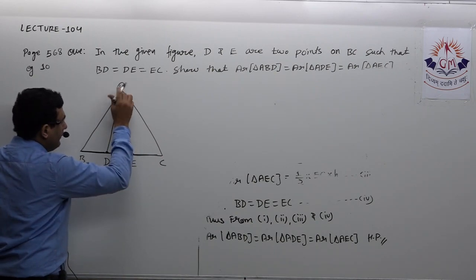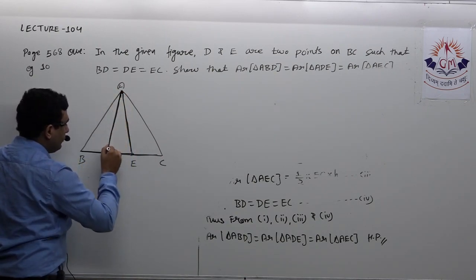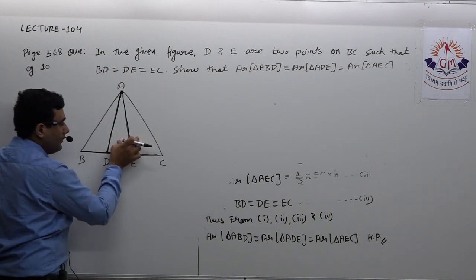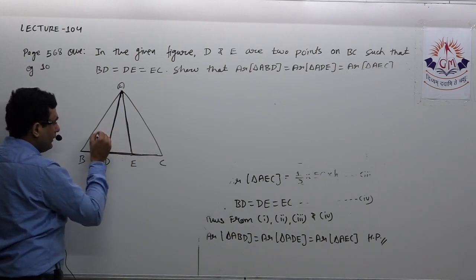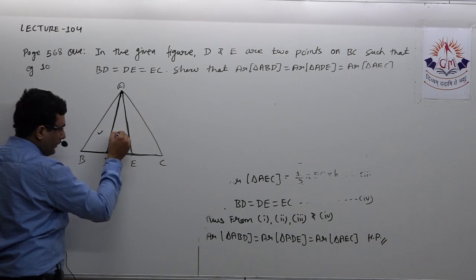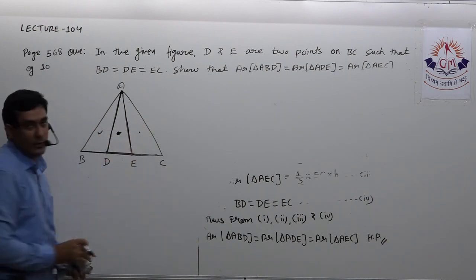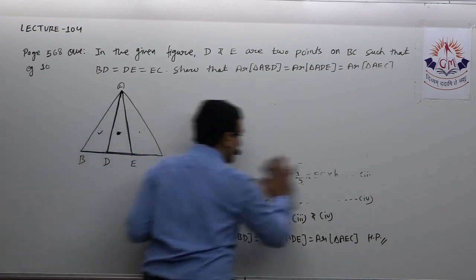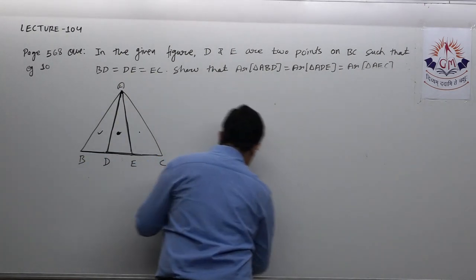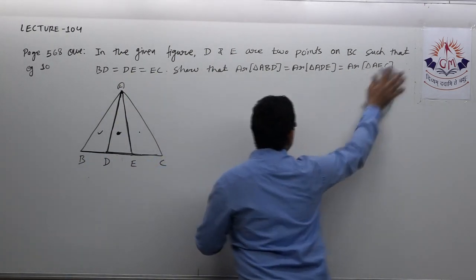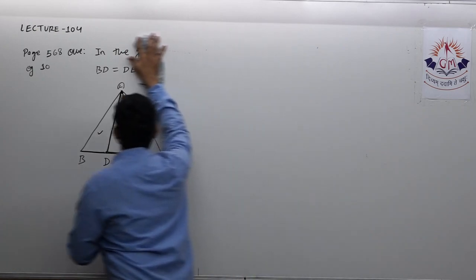So this median will divide the triangle into two triangles of equal area. So these two areas will be equal. First we proved that this one is equal to this. Now this particular area is equal to this. That means all three are equal to each other. So in that way you can solve this question in a different way. So there were three different ways for the same question.